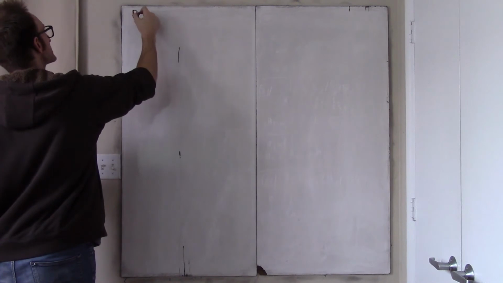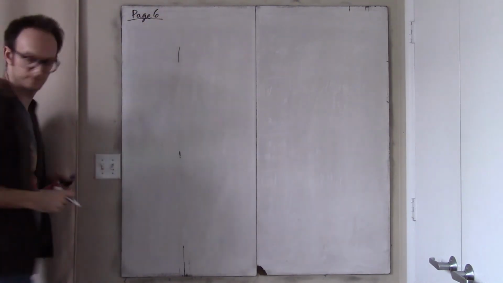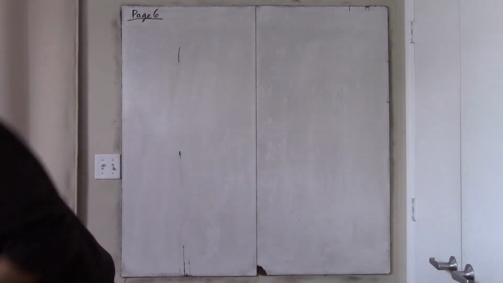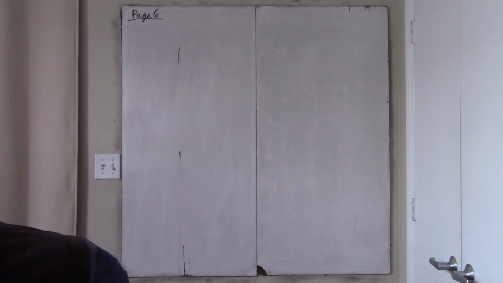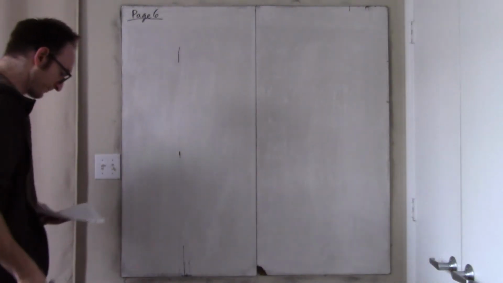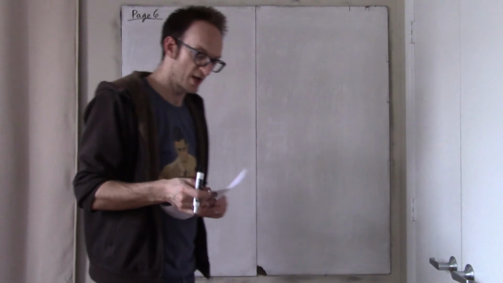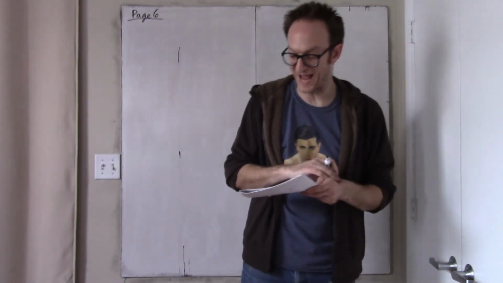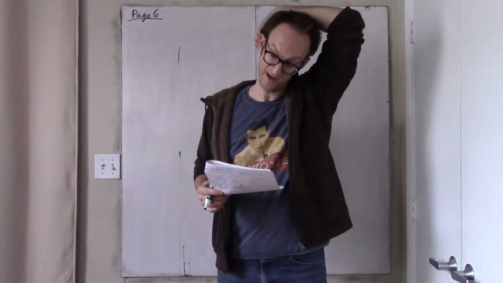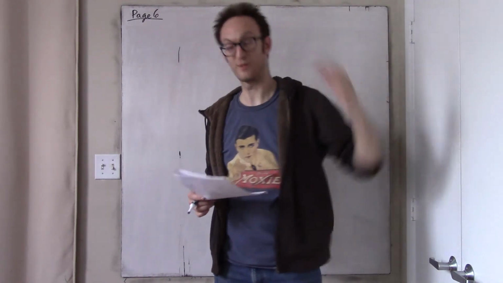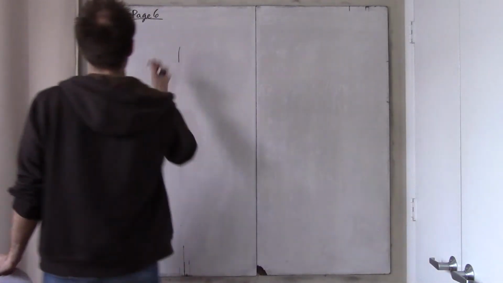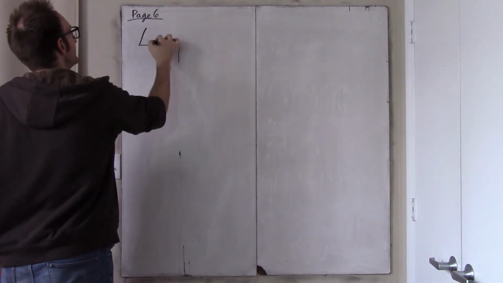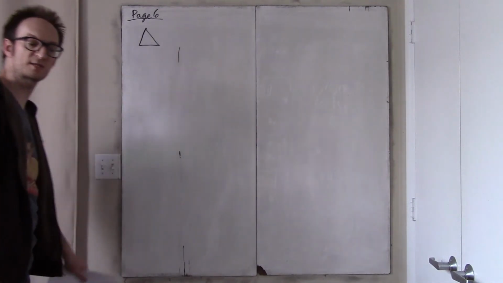Page 6 of the packet. Oh yeah, this crazy problem. Okay, so goal, we want to know the number of diagonals that can be inscribed in a polygon. Well, this is very exciting. Suppose you've never heard this problem before. How many diagonals does a triangle have?